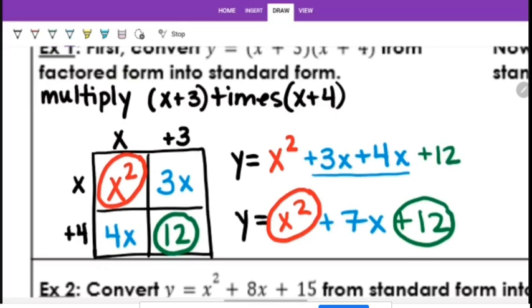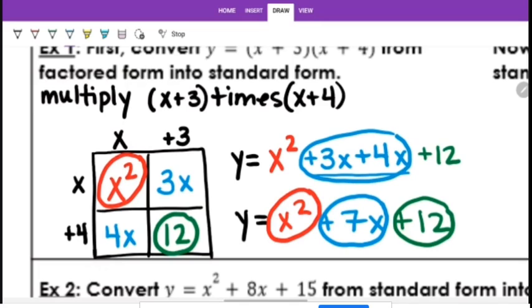But then we have this piece in the middle of our standard quadratic, this positive 7x, which is actually made up of two different things. It's made up of the 3x and the 4x. So both of these pieces here that I did in blue combine together. They add together to give us that positive 7x in the middle.